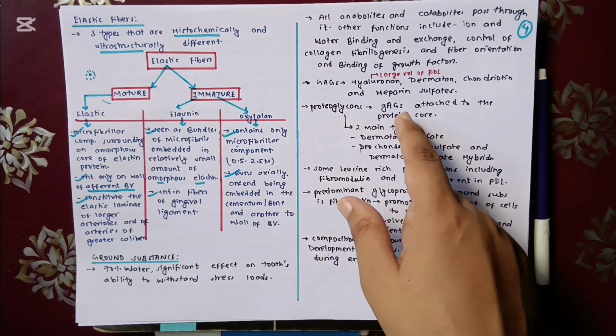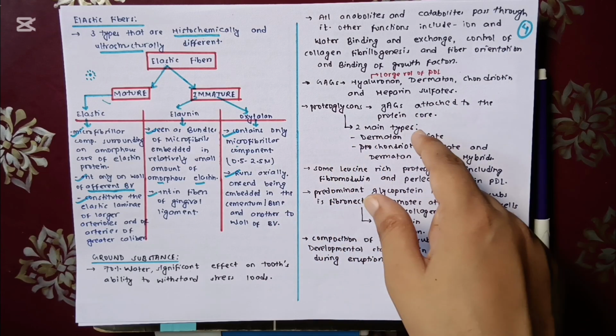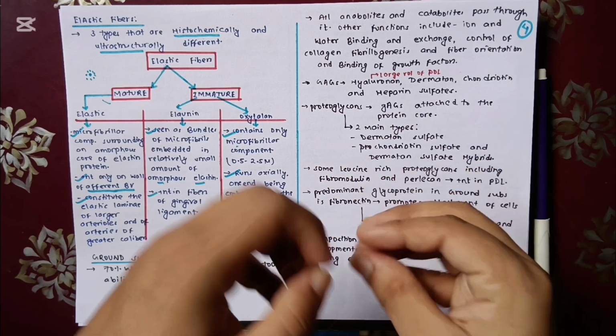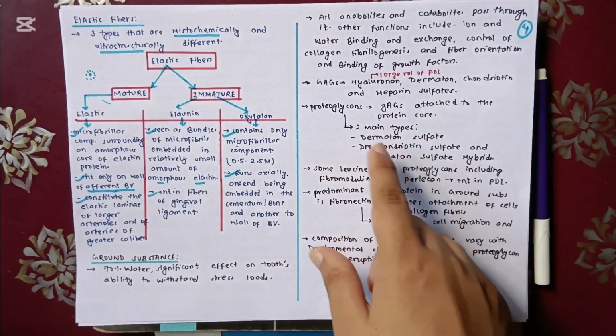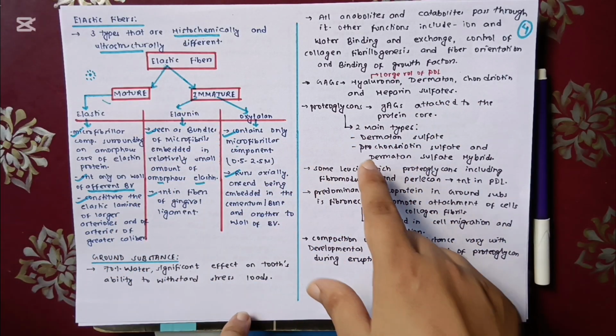And proteoglycans are the GAGs that are attached to a protein core. Okay, so they are just attached to the protein. GAGs that are attached to the protein are called proteoglycans. Okay, protein and the glycans.